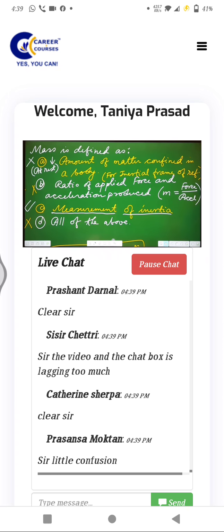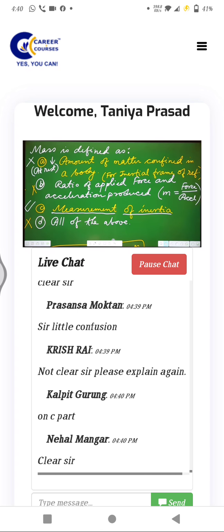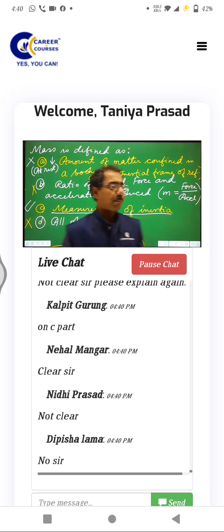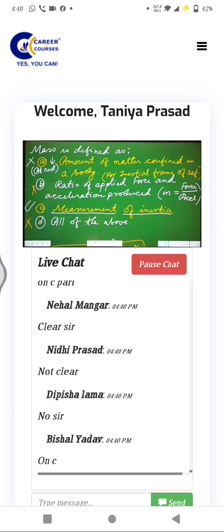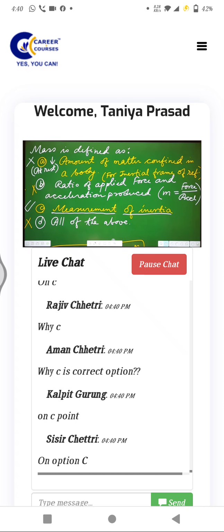We have explained why A and B are not the best correct options, but why C is the best correct option. So I'm asking in which of the points you have the doubt, you mention it. Which point is not clear to you? Otherwise, we will not stick to the same definition. We will go to the other definition after this. Someone has told option C is not clear.